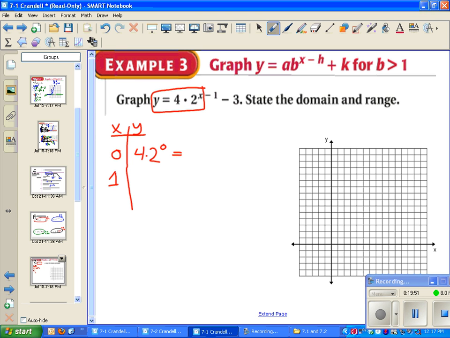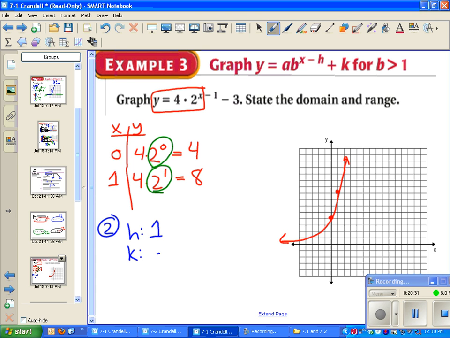But this is 2 to the 0. We're going to do order of operations first, exponents first before we multiply. So 2 to the 0 is 1. 4 times 1 is 4. 4 times 2 to the first, we're going to do order of operations, so that would be 8. Okay. So let's see, I've got (0, 4) and (1, 8). And I know it's going to look like this. Okay. All right, so that's step 1. Step 2 is to translate the asymptote. So let's figure out what h and k are. h is positive 1, and k is going to be negative 3.